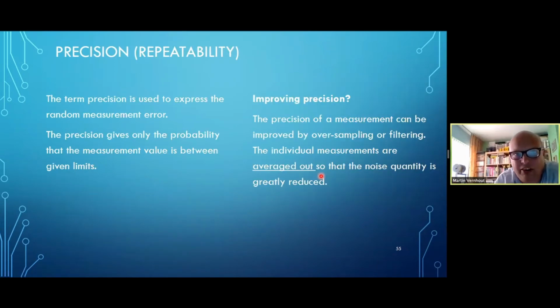So precision is linked to repeatability. How do you improve the precision? Well, the precision of a measurement can be improved by oversampling. It's a bit odd, because if it spreads, it spreads. But if you average, a lot of the spread will average out, and that's called filtering.